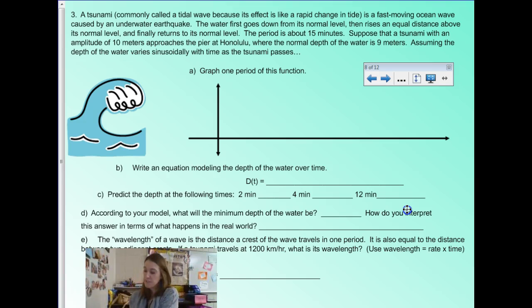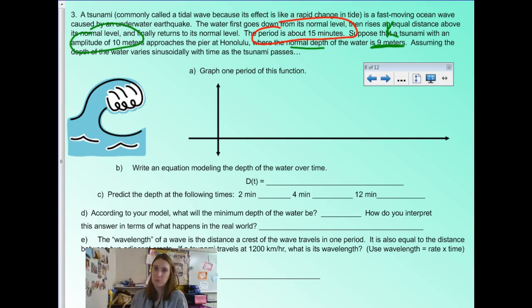The period is 15 minutes. That's an important clue. And suppose that the tsunami with an amplitude of 10 approaches a pier at Honolulu, where the normal depth is 9 meters. So this is going to be like our midline, okay? Assuming that the depth varies sinusoidally, blah, blah, blah.